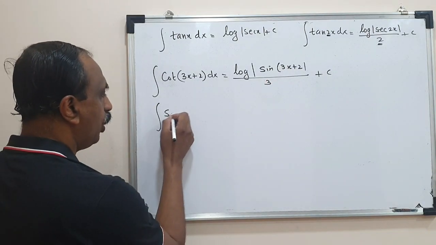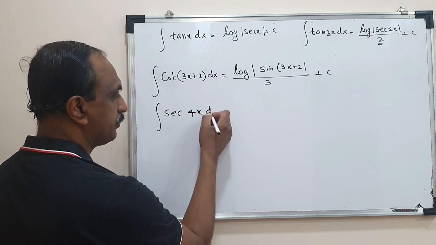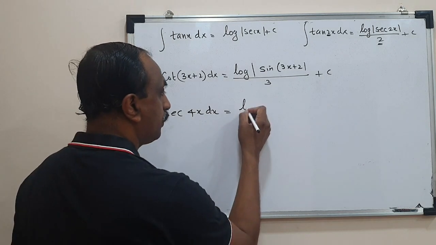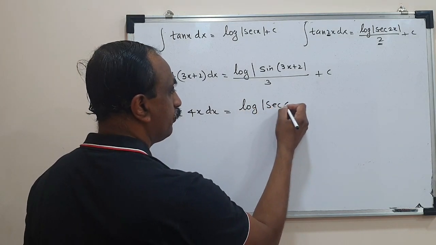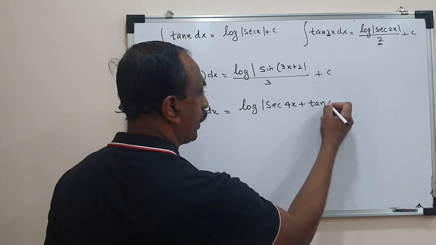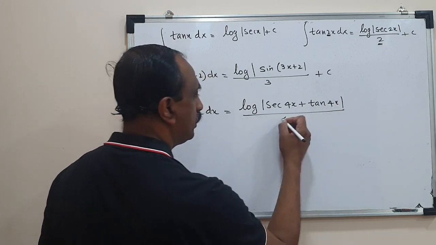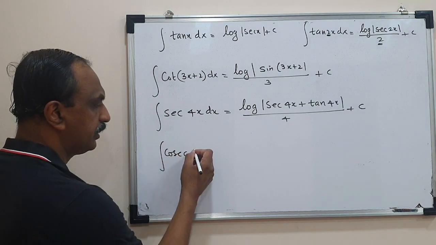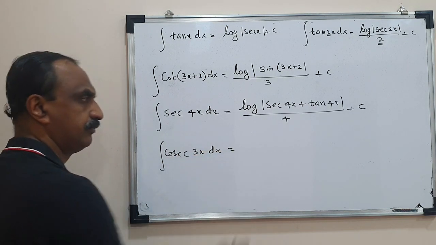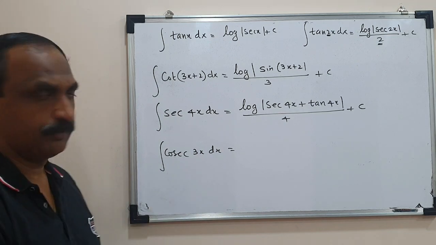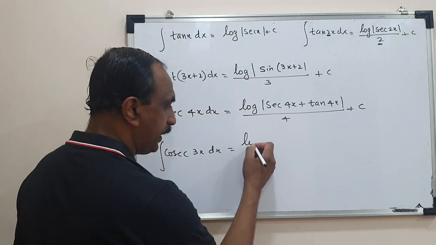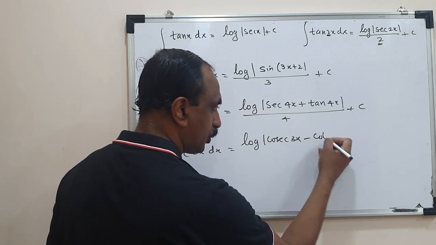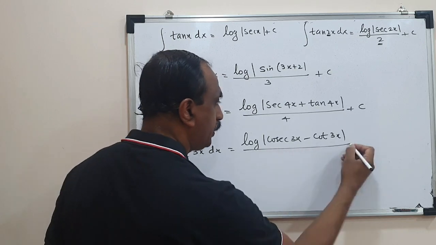Again, integral of sec 4x dx. Integral of sec x is log of sec x plus tan x. So it will be log of sec 4x plus tan 4x divided by 4 plus c. Integral of cosec 3x dx. What is the formula for integral of cosec? There are 2 formulae. One formula is log of cosec 3x minus cot 3x, divided by 3, plus c.